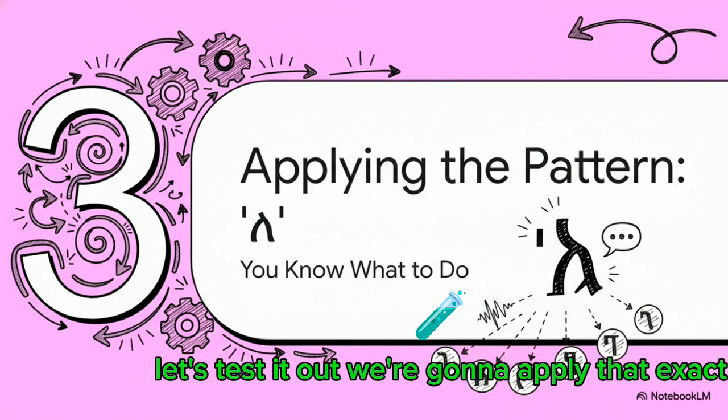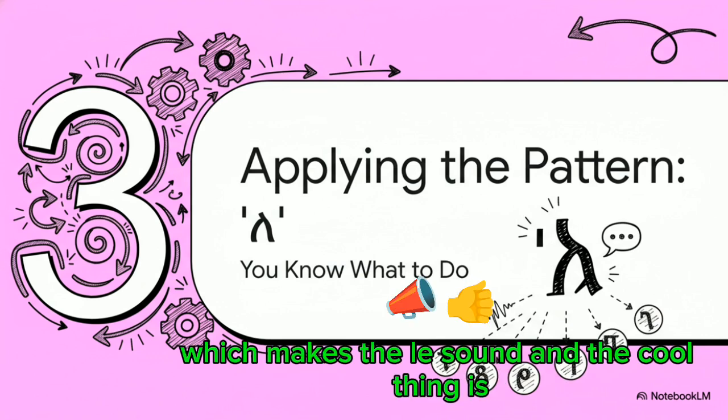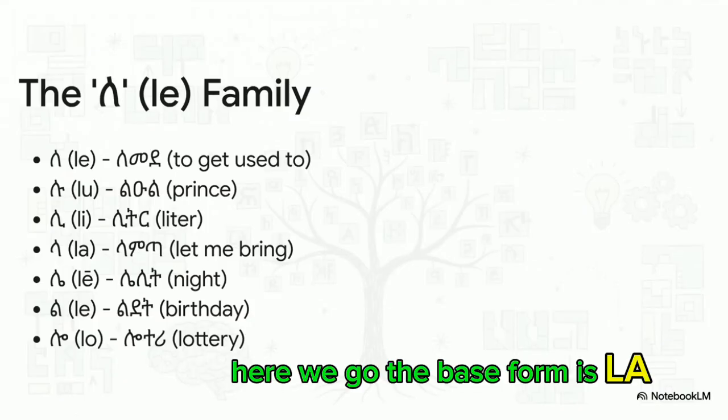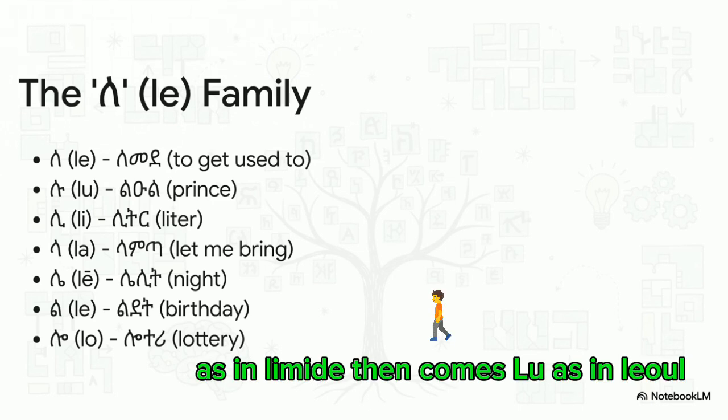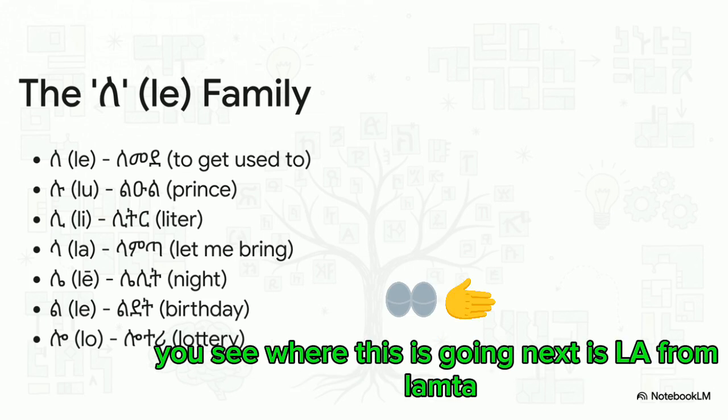We're going to apply that exact same pattern to a totally new letter, le, which makes the le sound. And the cool thing is, you already know what's going to happen. Here we go. The base form is la, as in limide. Then comes lu, as in leul. After that, li, as in litter. You see where this is going. Next is la, from lambda.